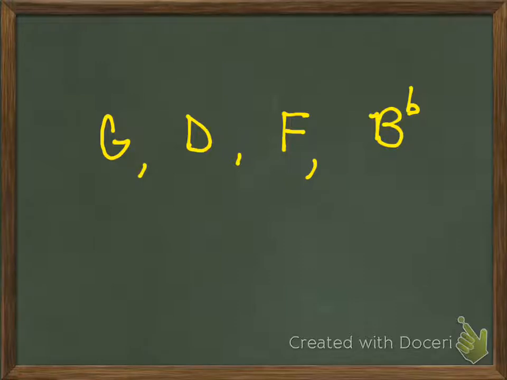So what you want to do is start with G major, write a G major scale first, and then do your conversions to create the natural minor, the harmonic minor, and melodic minor of G. Do the same thing for D, the same thing for F, and the same thing for B flat.